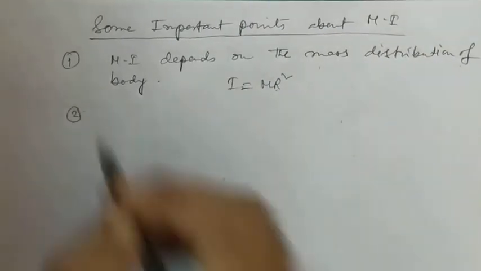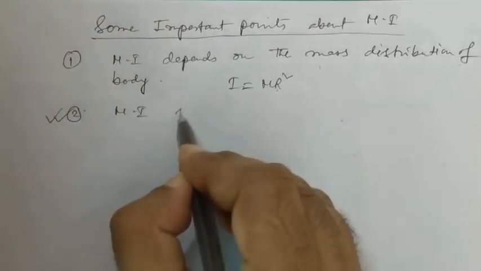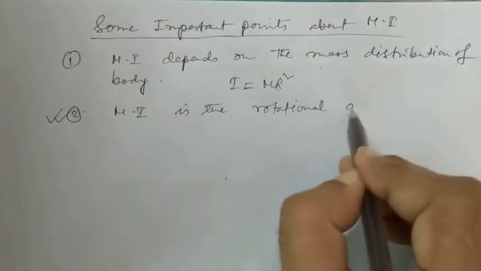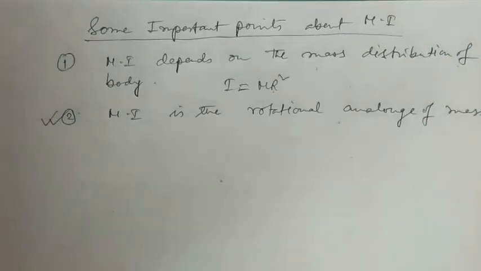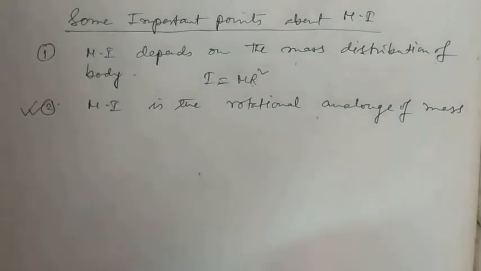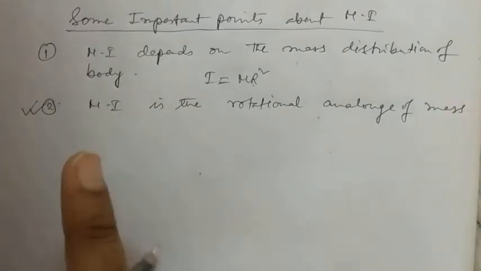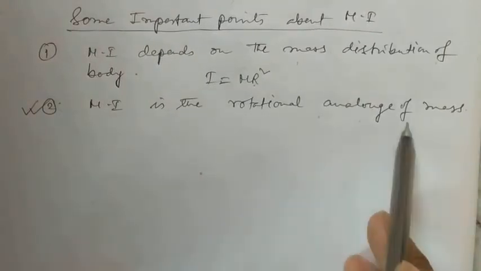Now second point we can write, and this is a very, very important point: moment of inertia is the rotational analog of mass. That means the role of mass in linear system is same as the role of moment of inertia in the rotational system. As torque is the rotational analog of force, we can also tell that mass and moment of inertia are analogues of each other. So moment of inertia is the rotational analog of mass.